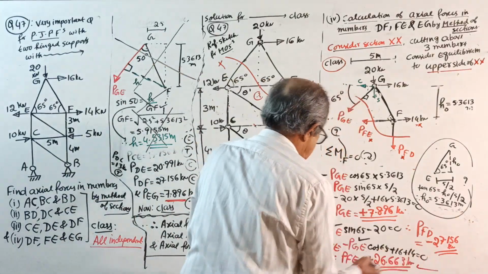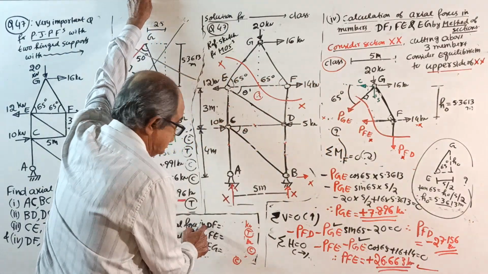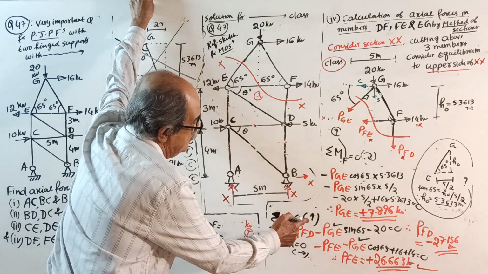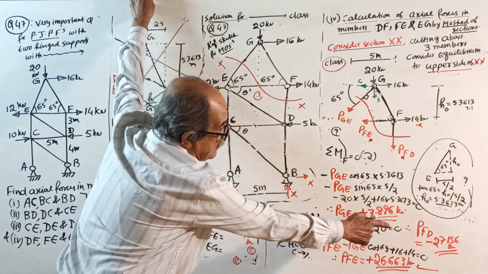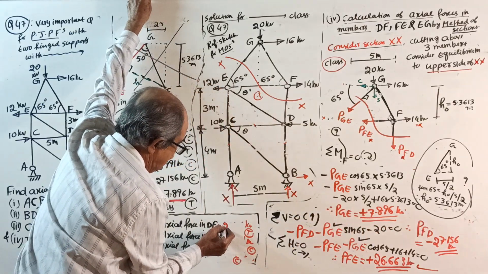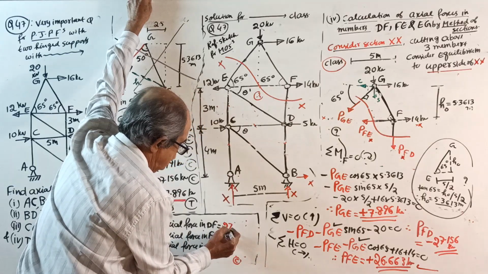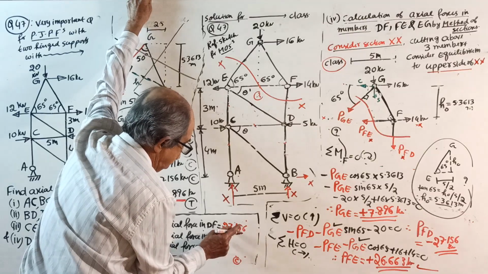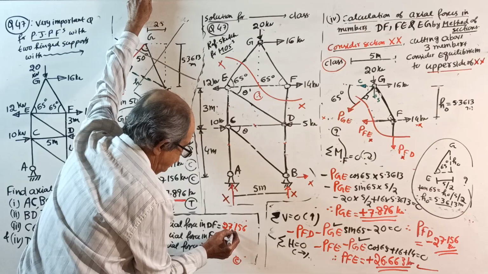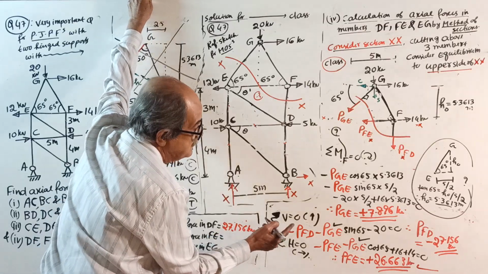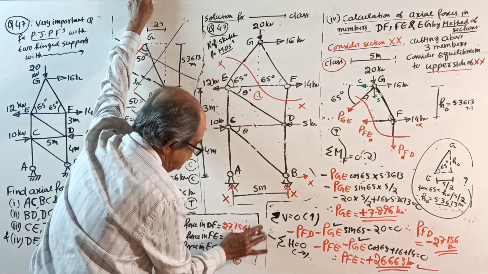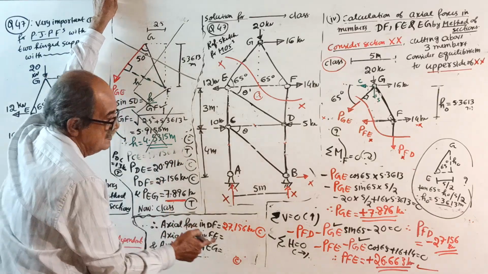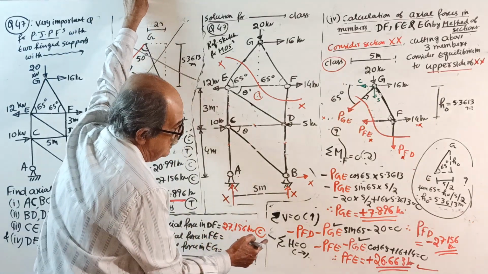Perfectly correct. Therefore, the answer: axial force in DF. Where is it? DF here. 27.156 kilonewton. The 27 point is not clear here, 27.1. 27.156 kilonewton. Negative came, so it is compression. See, it is here. DF, compression.